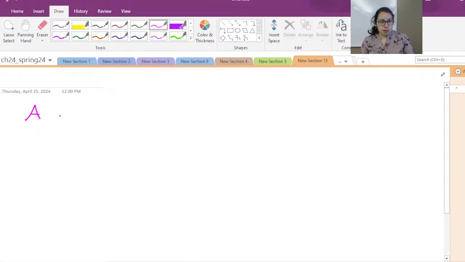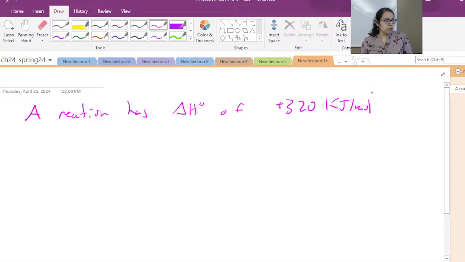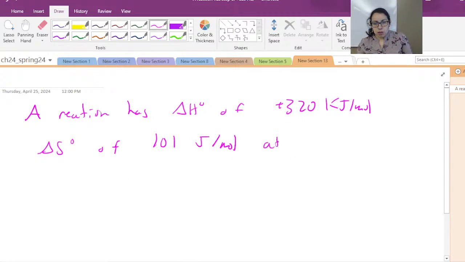So then a reaction has a change in enthalpy of positive 320 kilojoules per mole and a change in entropy of 101 joules per mole. So watch those units. So at what temperature does this reaction become spontaneous?